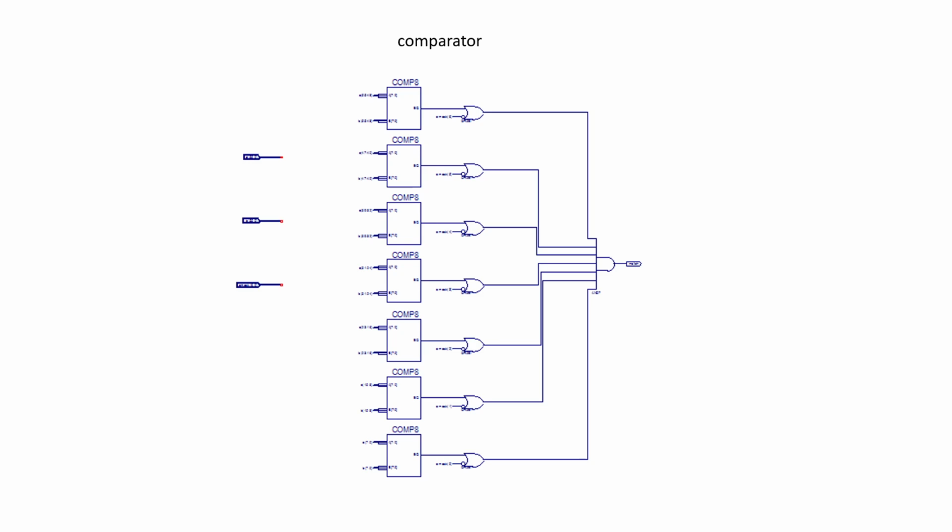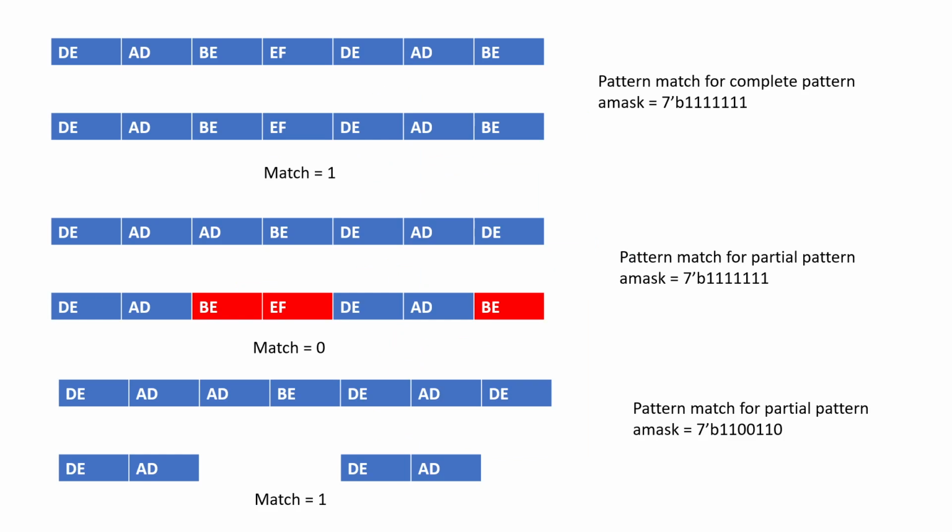The comparator is a 56-bit comparator, so it consists of 8-bit comparators, and each of the outputs is ANDed with a mask. The purpose of this mask is to block out the parts of the pattern that we don't care about matching. For example, as illustrated in this slide, if we want the entire 56-bit pattern to match, as shown in the first case, that is the dead beef pattern, then we just leave all the A mask bits as one.